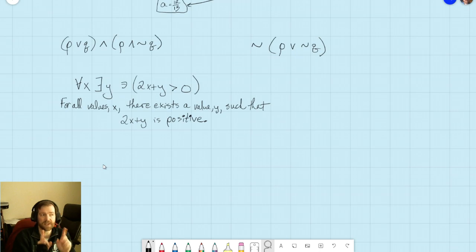Now, it doesn't have to be the same one, right? And that's key, because as your x values get more and more negative, I have to keep picking bigger and bigger y values. But the point is that I can always pick one within the appropriate values of y that will still make 2x plus y positive, no matter what.